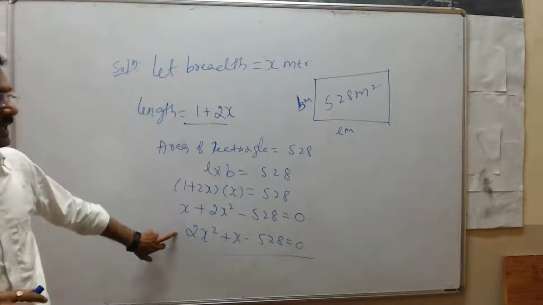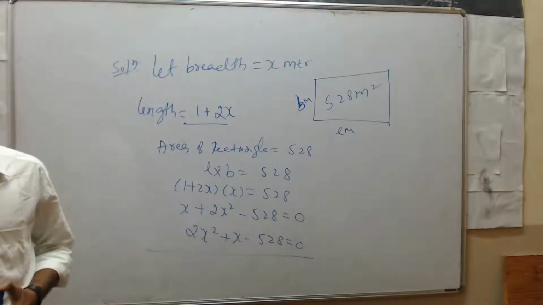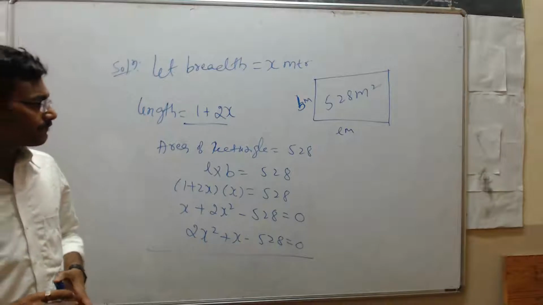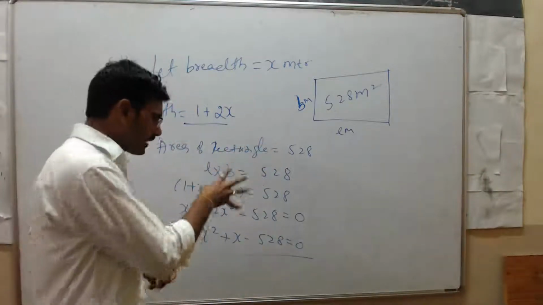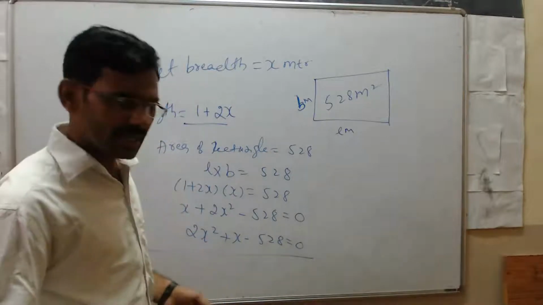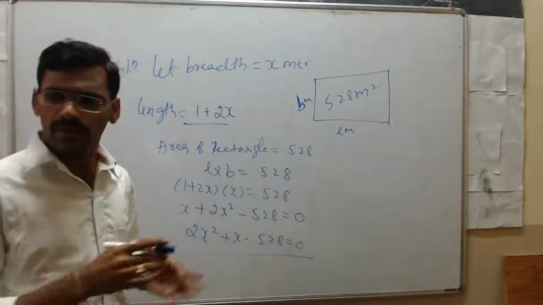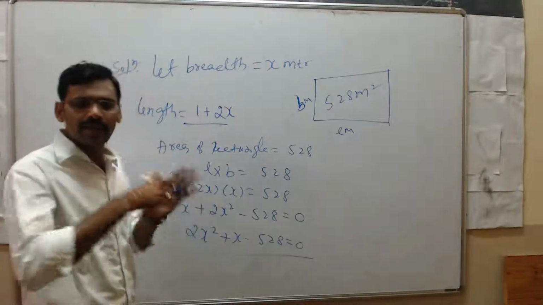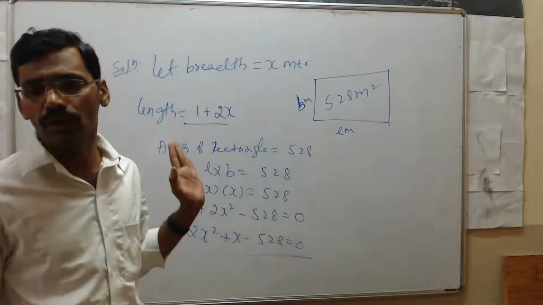Then what is the value of a? a value is 2, b value is 1, c value is minus 528. Therefore, the entire situation is converted in the form of a quadratic equation. Then we have to solve this quadratic equation by factorization or by the formula method. We will discuss the solution in the next exercise. First, we should represent the situation in quadratic equation form only.